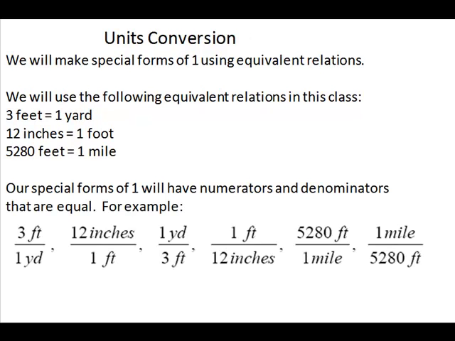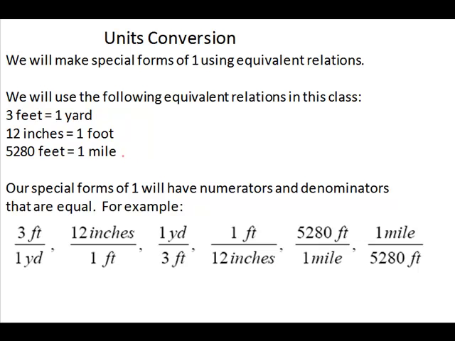Our special forms of 1 will have numerators and denominators that are equal. We will make these out of the equivalent relations. For example, from our first relation, 3 feet equals 1 yard, we can make 3 feet over 1 yard, and we can also make 1 yard over 3 feet. The numerator is equal to the denominator, so it is a special form of 1. From our second relation, 12 inches equals 1 foot, we can make 12 inches over 1 foot or 1 foot over 12 inches to make a special form of 1.